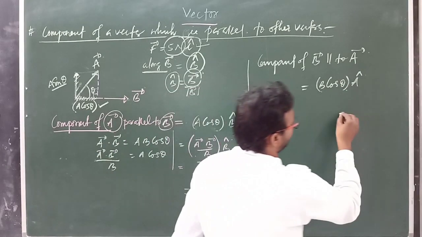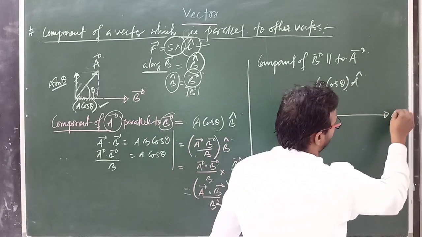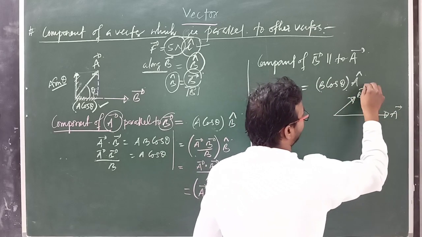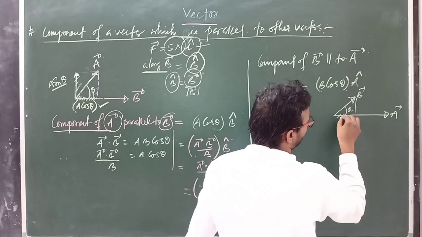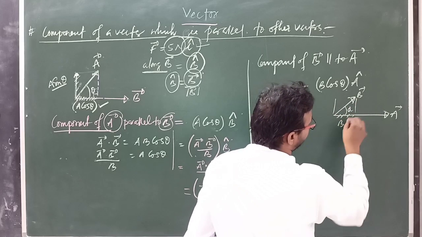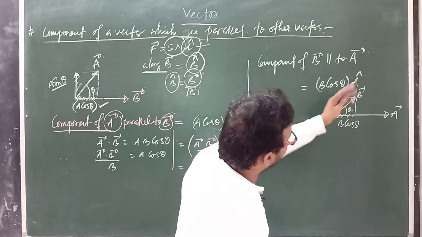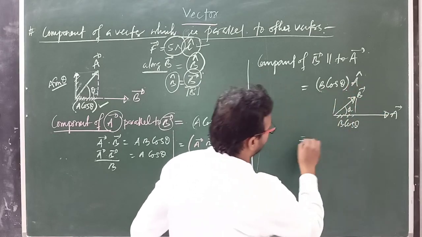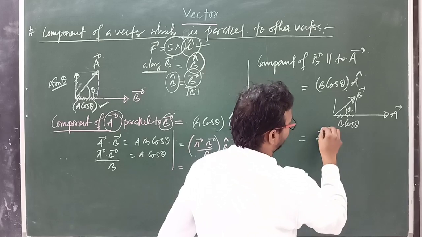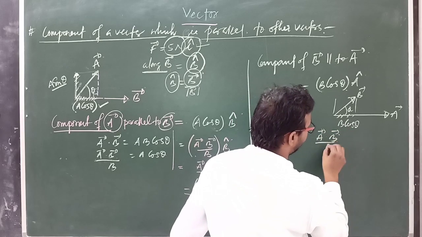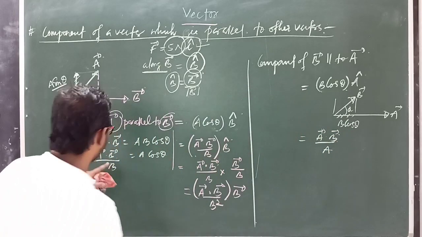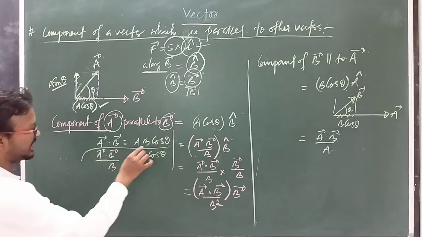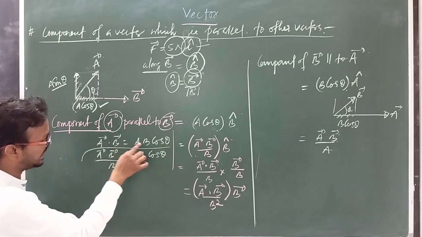Or you can write here, suppose this is vector A, and another vector is here, B. So this is vector B and this angle is theta, and the component along this direction is B cos theta. So the component of vector B along A is B cos theta, which is A dot B divided by magnitude of A. Like here A dot B equal to AB cos theta, but from this relation you can write B cos theta equal to A dot B divided by A.